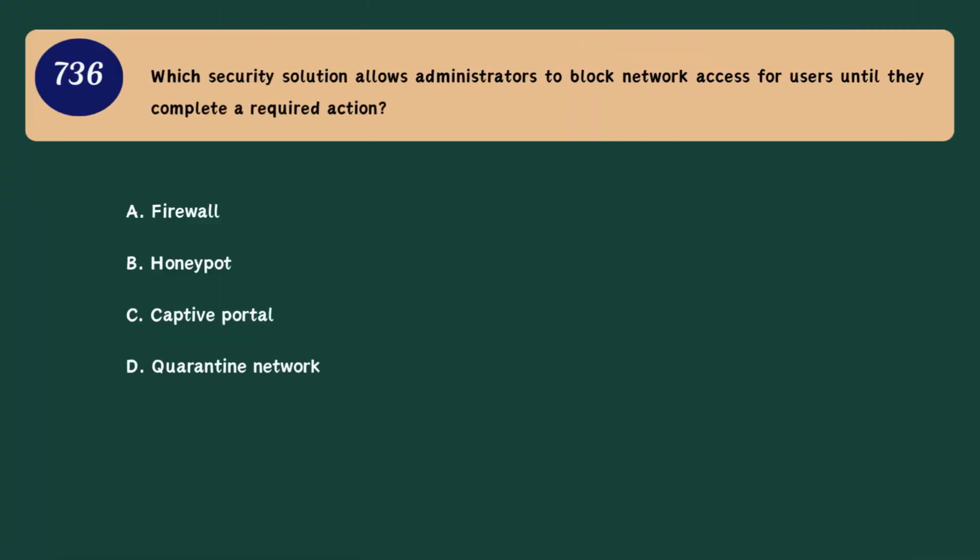Question 736. Which security solution allows administrators to block network access for users until they complete a required action? A. Firewall. B. Honeypot. C. Captive portal. D. Quarantine network.